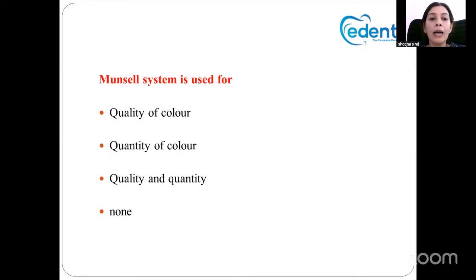Next question. The Munsell system is actually used for: quantity of the color, quality of the color, quantity, quality, none. Again, a very confusing question. Please keep it in mind. Read continuously, because the Munsell system uses hue, chroma, value. We have studied the Munsell system; there they use hue, chroma and value. And the Munsell system sees the quantity, not the quality. It is how much amount of hue, how much saturation, everything. It is quantifying. They are giving numbers from 0 to 1, etc. So it is the quantity, not the quality.